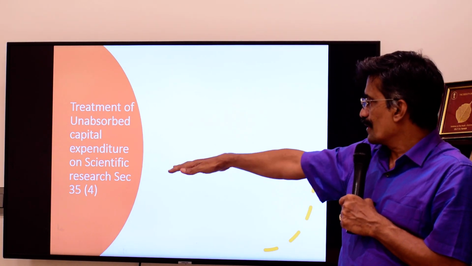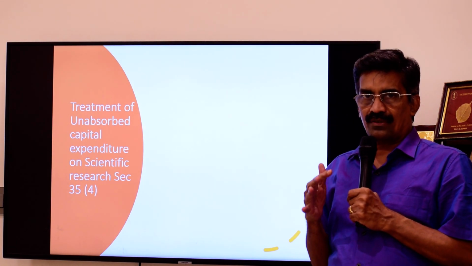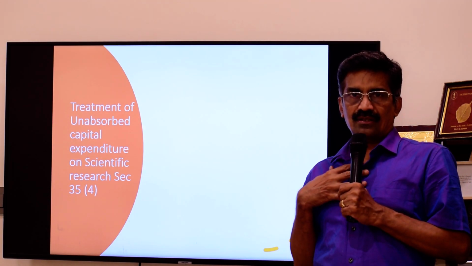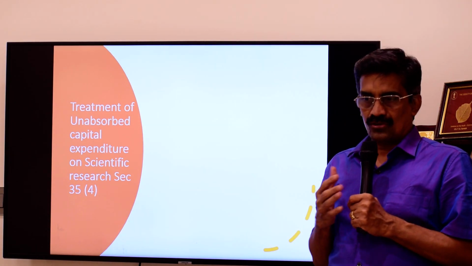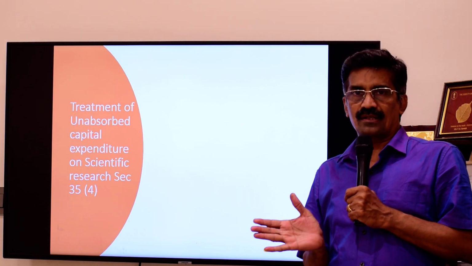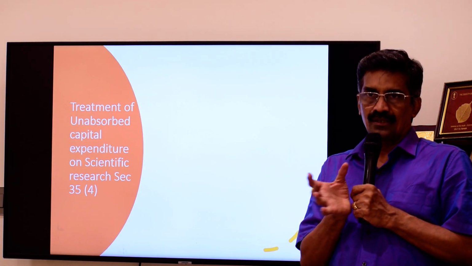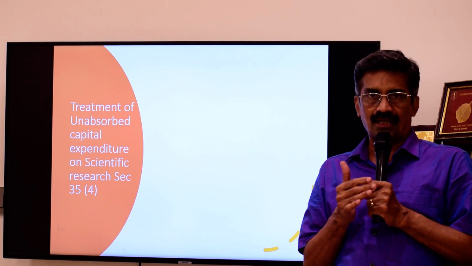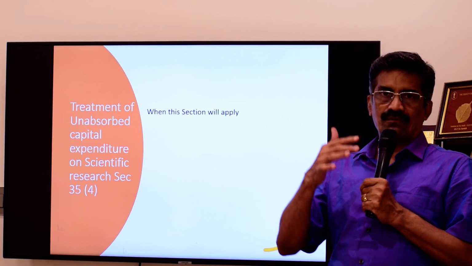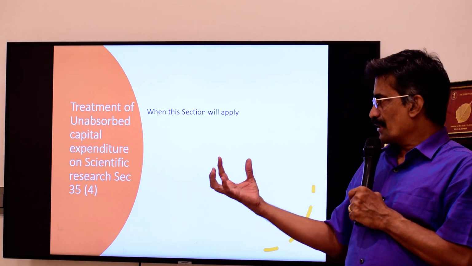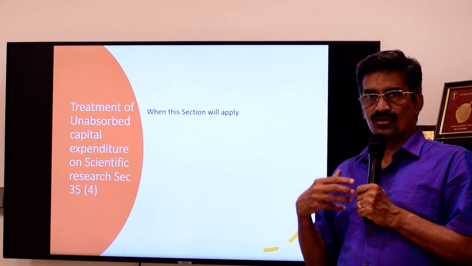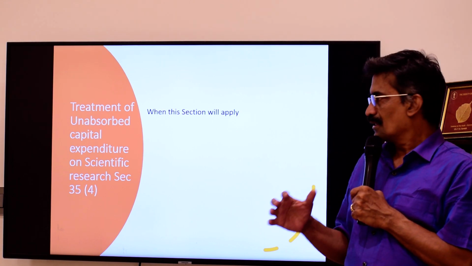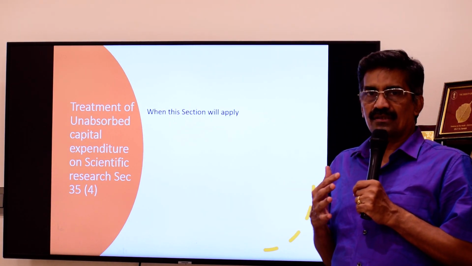As you can see from the title itself, treatment of unabsorbed capital expenditure on scientific research. What does it mean? My income is 10 lakhs, whereas I have incurred capital expenditure on scientific research of 20 lakhs. So though I am eligible to claim 20 lakhs, my income is available only to the extent of 10 lakhs. Therefore, there is going to be a loss of 10. If this loss is treated as a business loss, I can carry it forward for a period of 8 years, and only against business income. If the same is treated like depreciation, then I will be in a position to carry forward any number of years and set off against any head of income except salaries. That is what is facilitated by section 35 subsection 4.